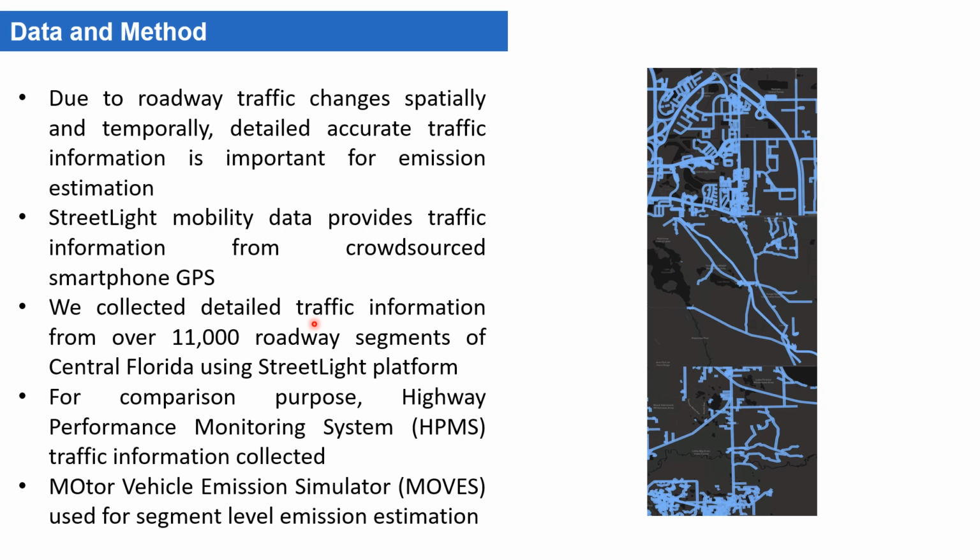So we collected VMT and speed distribution data from over 11,000 Central Florida roadway sections from Streetlight, and we collected vehicle ownership data from the local DMV and meteorological data from county-specific airports. For comparison between this crowdsourced data and conventional sensor-based traffic data, we collected traffic data from the Highway Performance Monitoring System dataset.